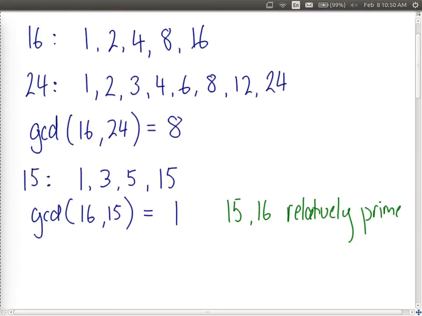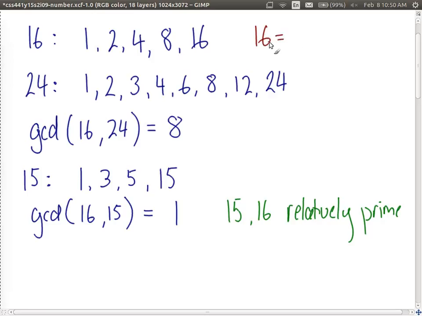What are the prime factors of 16? How can we write 16 as multiplying primes together? And let's forget about 1. So what's the first prime? 2. 2 is a prime. It can only be divided by 1 and itself. 1, by our definition, we consider only numbers greater than 1.